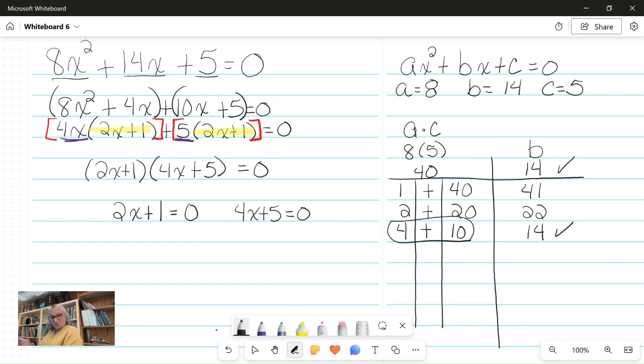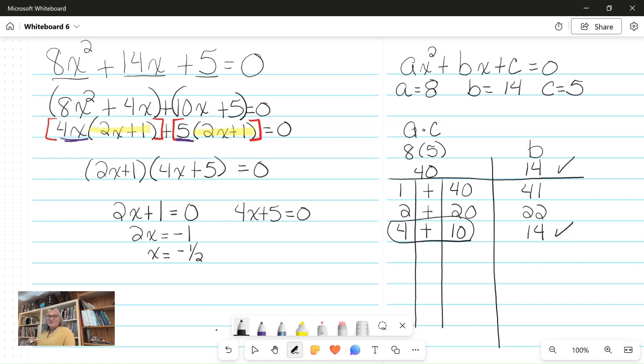Now I can get x by itself. For this first one, I'm going to subtract 1 from both sides so I can get the variable term by itself. That's going to be 2x equals negative 1. Now I need the variable by itself, so I have to divide by the coefficient. If I divide both sides by 2, that gives me x equals negative 1/2.